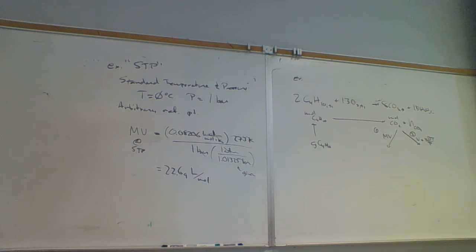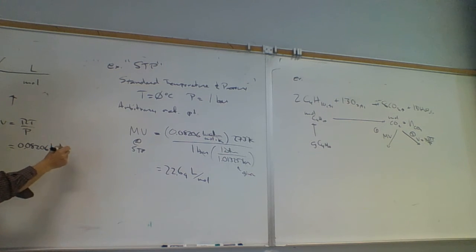Okay, now I need the molar volume. The molar volume is going to convert moles to liters. And so the molar volume is equal to RT over P. R is 0.08206 liters times atmosphere divided by mole times Kelvin. T, the temperature here, is 131 C, so 131 plus 273 would be 404 Kelvin.